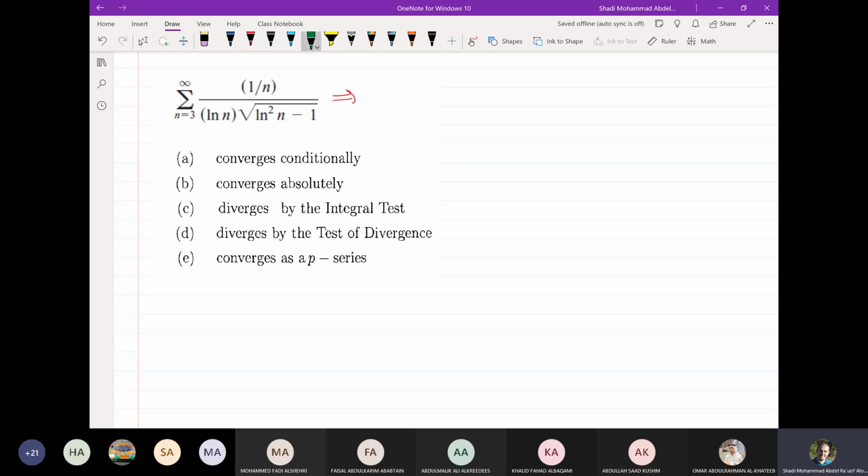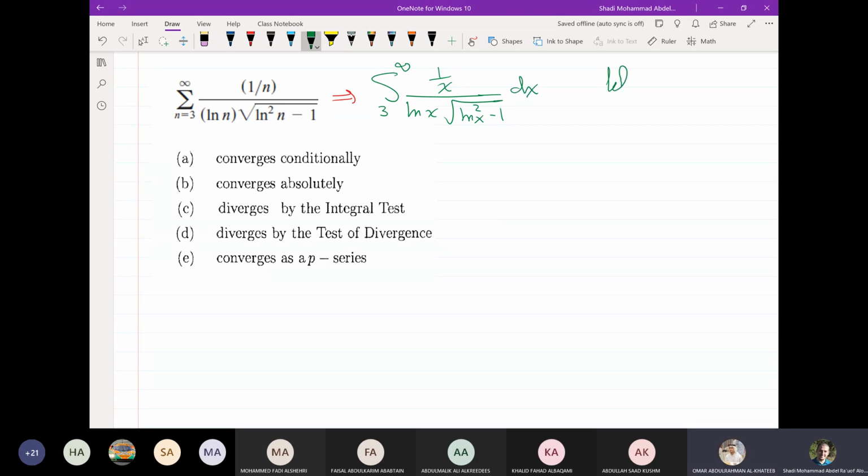What is the corresponding integral here? It will be the integral from 3 to infinity of 1 over x ln x root of (ln x)^2 minus 1 dx. So how do we evaluate this integral?